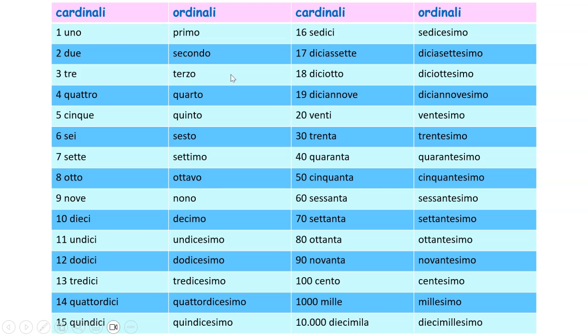As you can see, from 1 to 10, they are all different. We have primo, secondo, terzo, quarto, quinto, sesto, settimo, ottavo, nono e decimo. And then you can just do the magic trick. Remove the last vowel and put esimo.